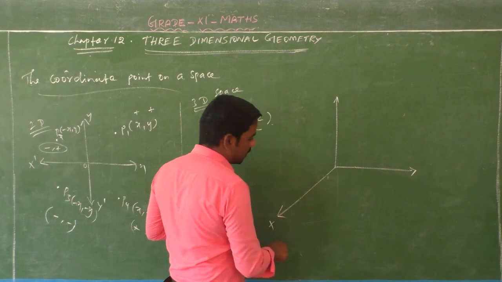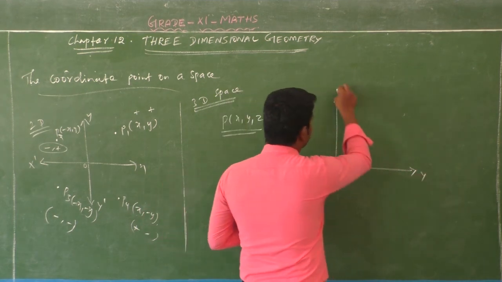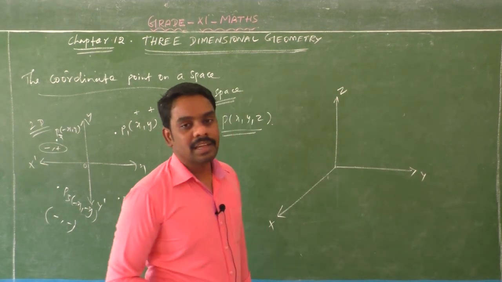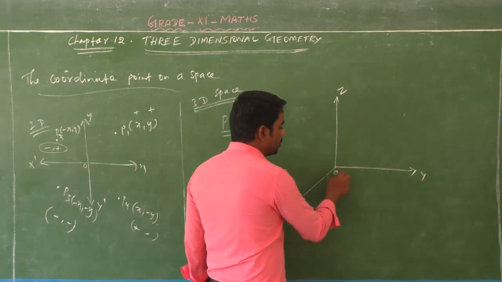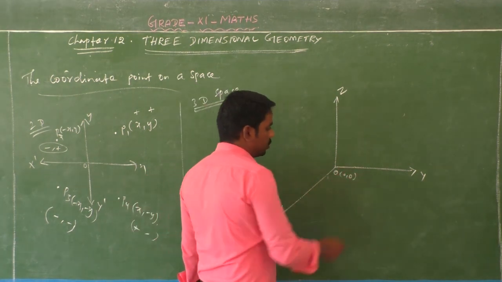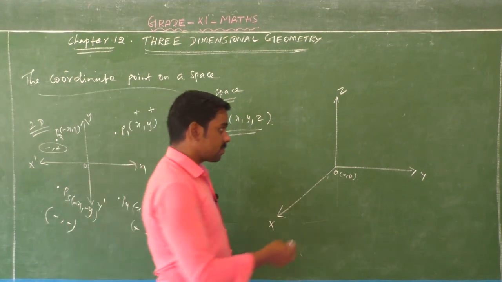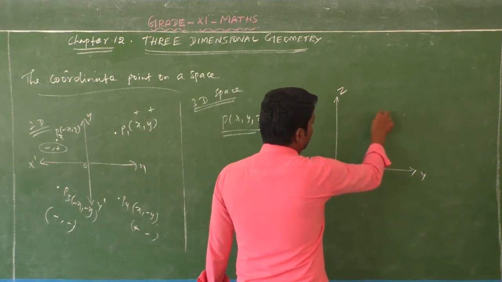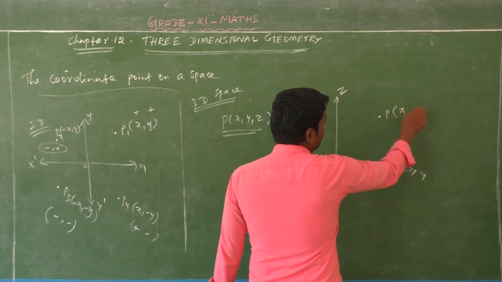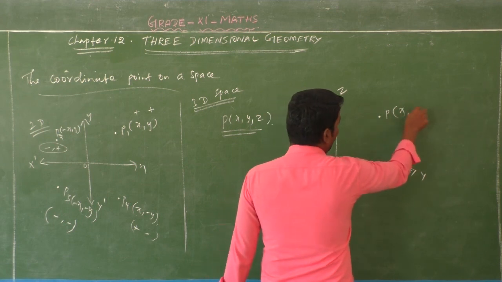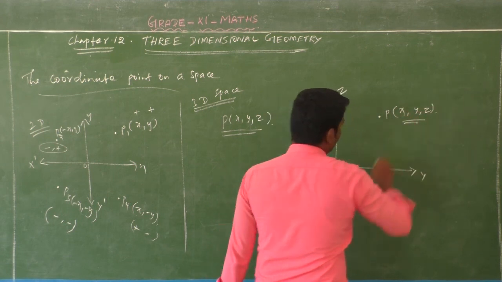This is X, Y, Z. X and Y, Z. Was the origin 0, 0. Okay, right. At the point in space, the point P on space, the point has coordinates X, Y, Z.